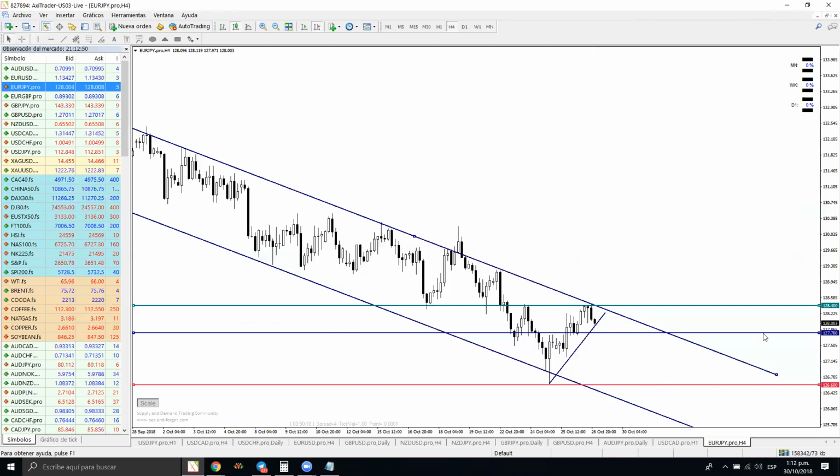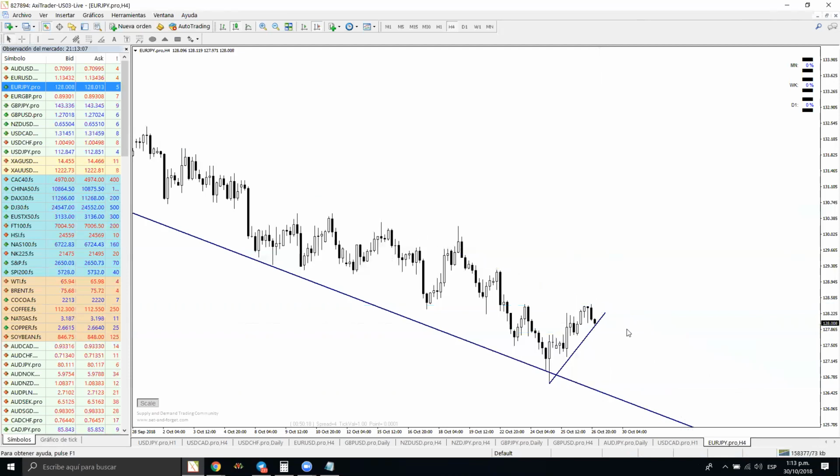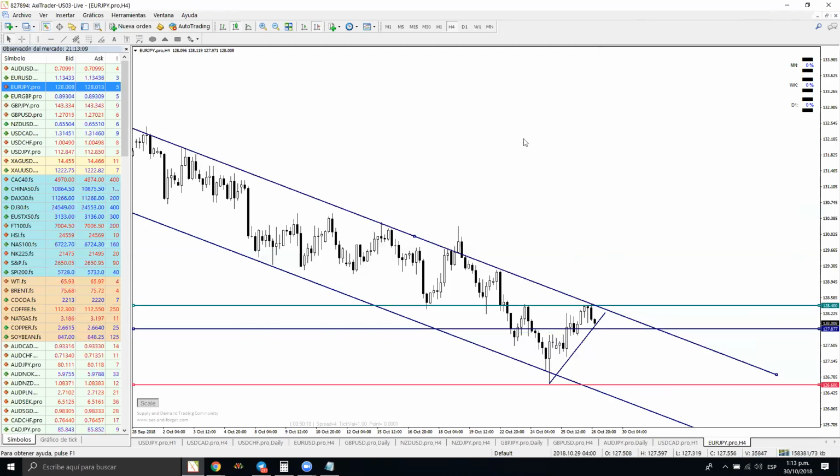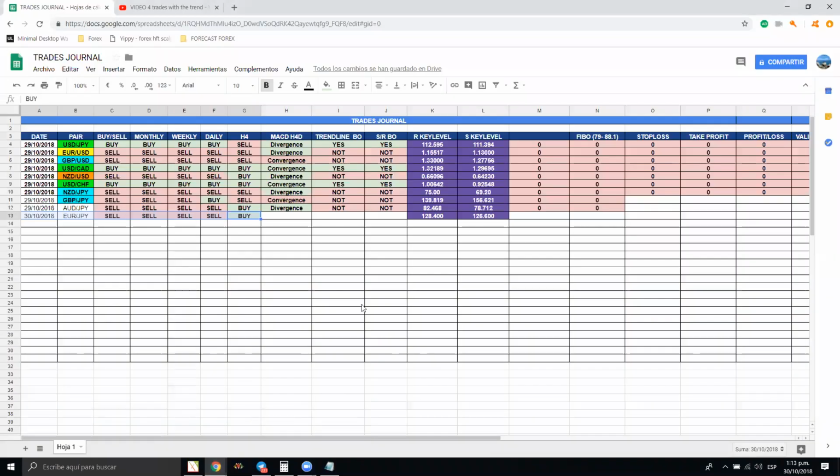Okay. Now, how to enter? We know the momentum, we know the support, we know the trend line, we know the range, the special key level range. But now, how to enter? So very well. Okay. I will explain. Also, before the perfect entry moment, I will explain some things.